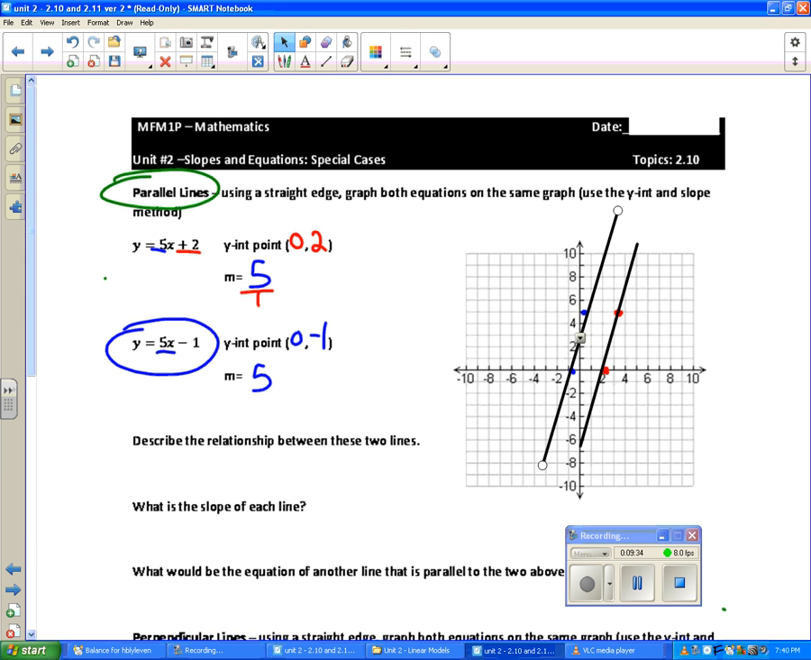We can describe the relationship between these two lines that they are parallel. What is the slope of each of these lines? Well, we noticed that they both had a slope of 5. I'm going to stop there with the math lesson for a moment. So what I do with this in my classroom is my students now have their actual lesson, the lesson that I would give them.